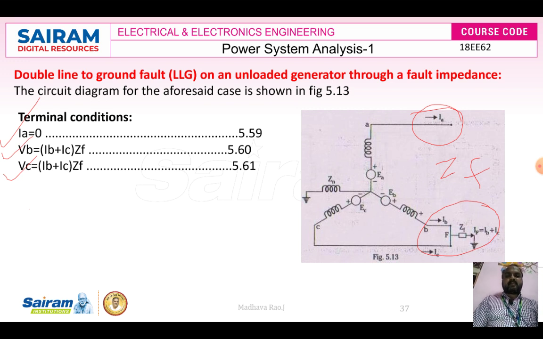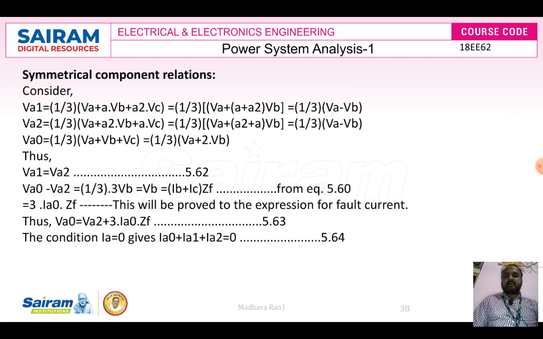So, using these terminal conditions, we need to find out the symmetrical component currents and voltages. The symmetrical component relations are IA0, IA1, IA2 and VA1, VA2, VA0. First we will find the voltages here. VA1 is equal to 1 by 3 into (VA plus A into VB plus A square into VC). These relations we already discussed in module 3.